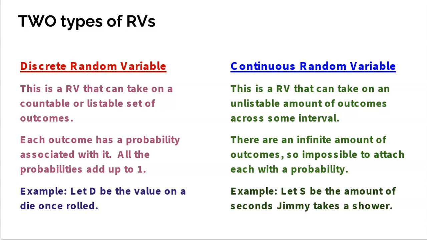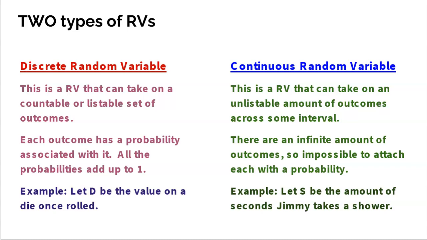What we could do is give a probability to a set of outcomes. So let me give an example. The example I have here is S. The capital letter S is the amount of seconds Jimmy takes a shower. If you start to actually think about the number of seconds that Jimmy could take a shower, he could take a super fast shower in 5 seconds, 6 seconds, 7 seconds, 8 seconds, 9 seconds, 10 seconds. The list seemingly goes on forever. He could even take a super slow shower that lasts 592 seconds.